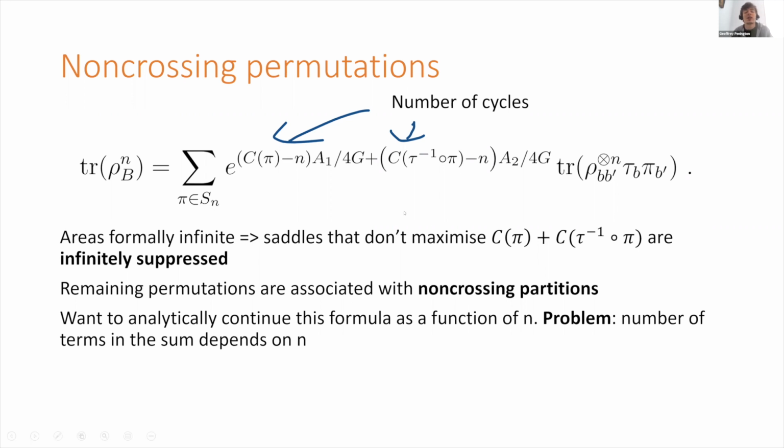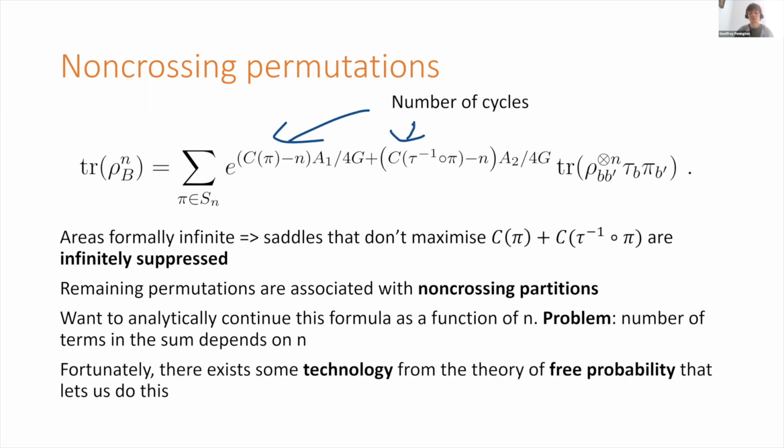Okay, so now what we want to do is take this sum over non-crossing permutations and analytically continue it in n, to non-integer values of n. The problem, of course, is that the number of terms in the sum is different for different integer values of n. When you try to go to non-integer values, then it doesn't make any sense. You can't just naively analytically continue the number of terms in the sum. Okay, so this seems a really hard challenge.